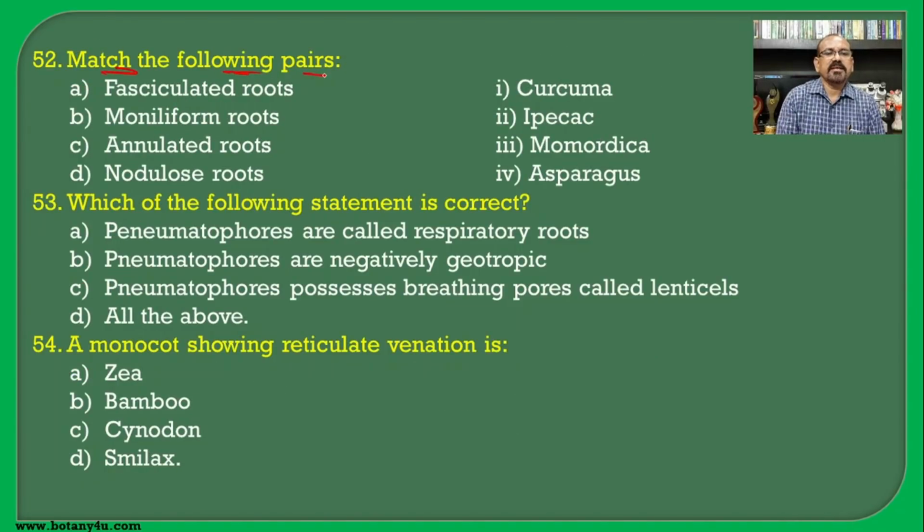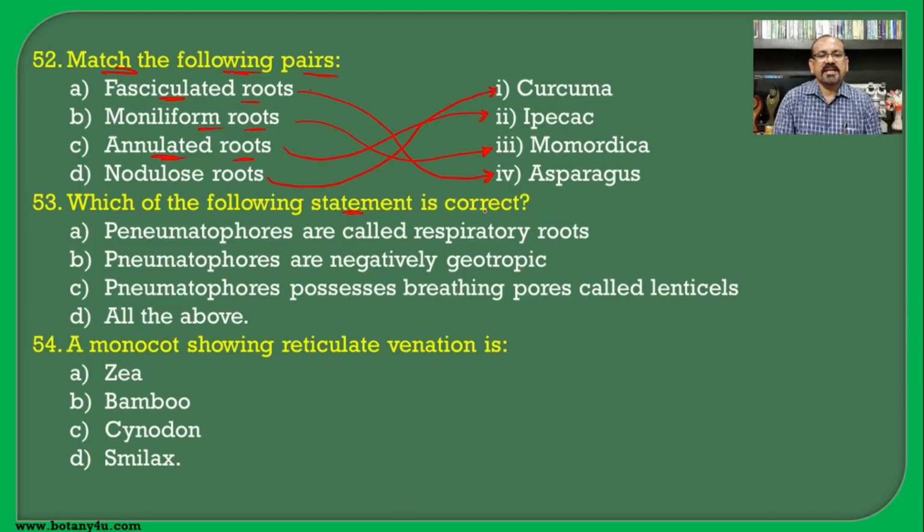Then match the following pairs. First one, that is the fasciculated type of the root. The fasciculated type of the root is present in the asparagus, or the asparagus is an example for the fasciculated roots. Then moniliform roots are present in the Momordica charantia, that is the Karela. Then annulated type of the roots are present in the Ipecac, and the nodulose type of the roots are present in the Curcuma. So now these are correctly paired.